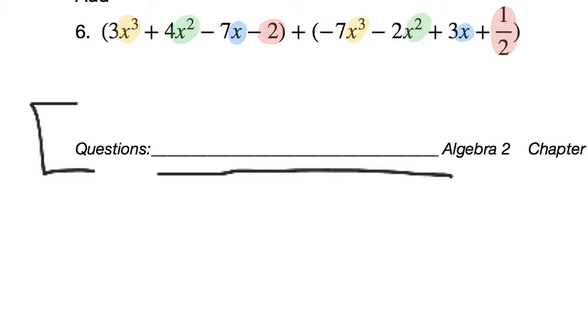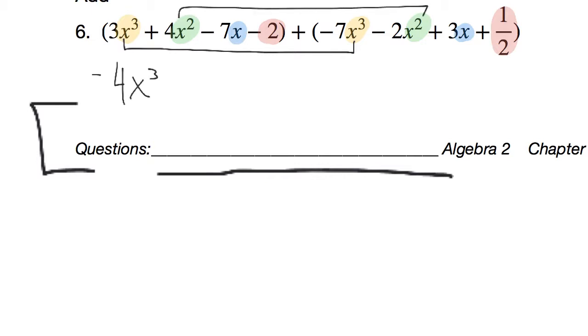Here you can see we've got 4 different kinds of terms, and the two polynomials are separated by parentheses. We want to add them together. So we're going to combine the x cubed terms. 3 plus negative 7 is negative 4x cubed.